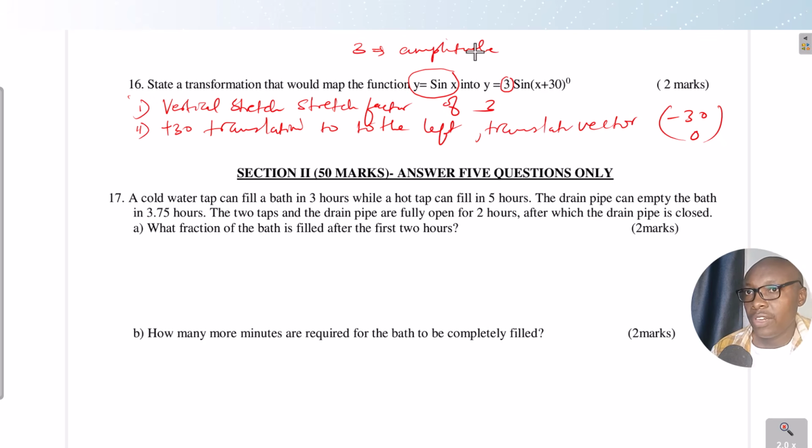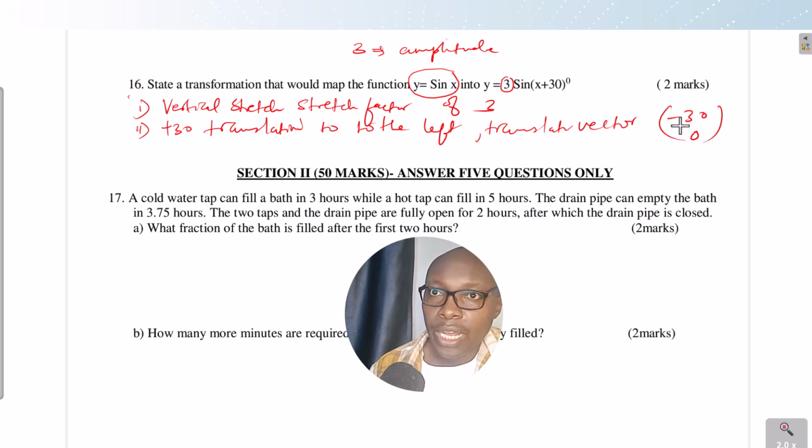And then that translation vector, we write it like this. If it was negative 30, the translation vector would have been 30, 0.